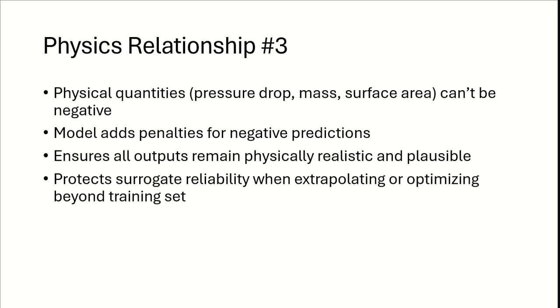So our physics relationship 3 is pretty simple actually. It's just making sure that we add penalties for negative predictions. Obviously pressure drop can't be negative, mass can't be negative, surface area can't be negative. This makes sure that all of our outputs remain physically realistic and plausible, which is pretty important for extrapolation.